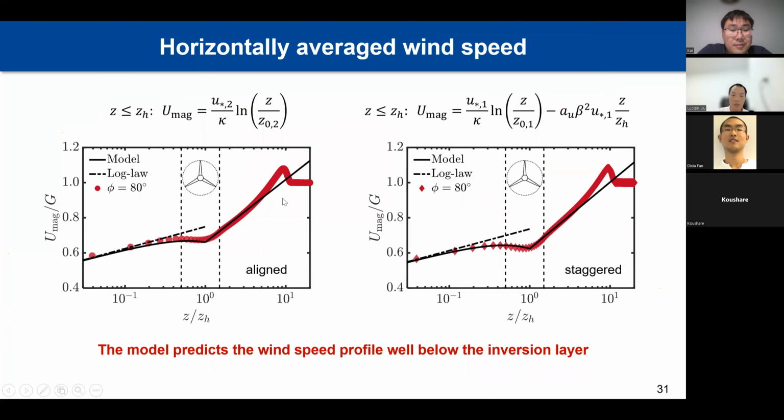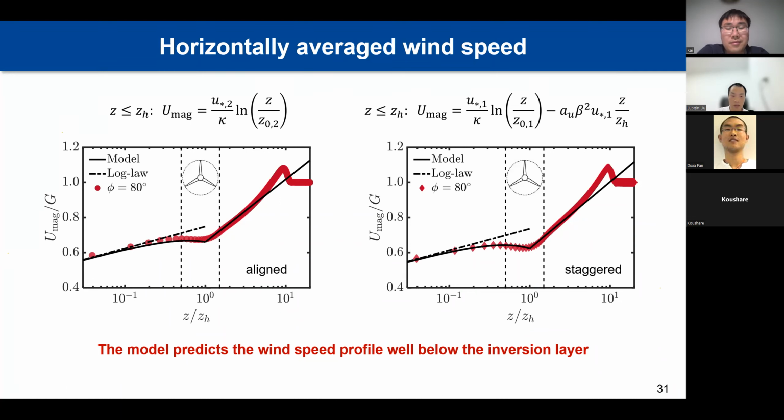So then with this model, we can predict the horizontally averaged wind speed in the wind farm. Here the left one is for the aligned wind farm, and the right one is for the staggered wind farm. From these two figures, we can see clearly that the model predicts the wind speed profile very well below the inversion layer. And because for wind energy applications we mainly focus on the turbine-swept area, that means this model works well.